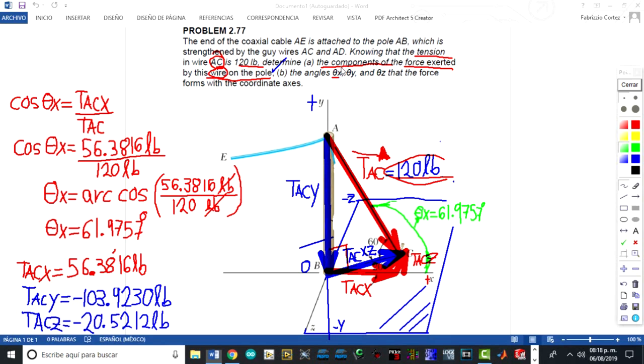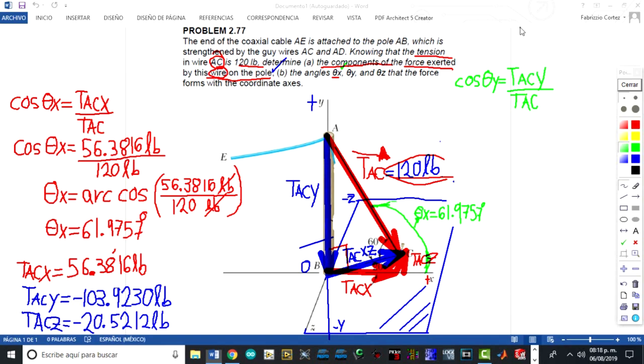So we calculated theta x, let's calculate theta y. From directional cosines, I'm going to write here in green, we can say that cosine of theta y equals the y component of the vector in 3D divided by the magnitude of the vector. This is the formula. In the case of the book, instead of T, it says F. It will be Fy divided by F. But it's the same.